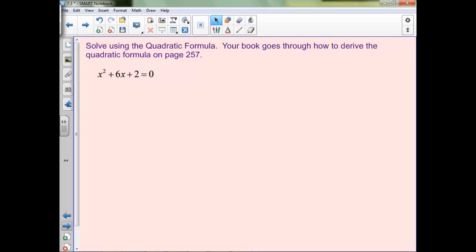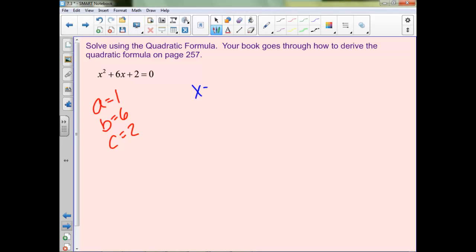Now we're going to go ahead and use the quadratic formula. We did this back in chapter 5. Your book actually goes through how the quadratic formula is found and why it follows the patterns it does. I'm not going to go through that on the videos, but it is in the book on page 257 if you want to look at it. So let's get started. Our A is 1, our B is 6, our C is 2. Remember, it's negative b plus or minus the square root of b squared minus 4ac, all over 2a.